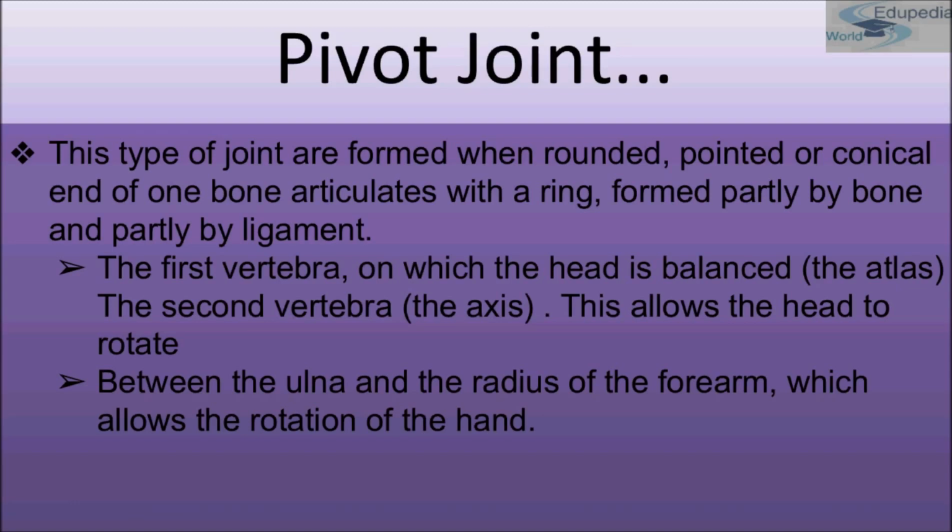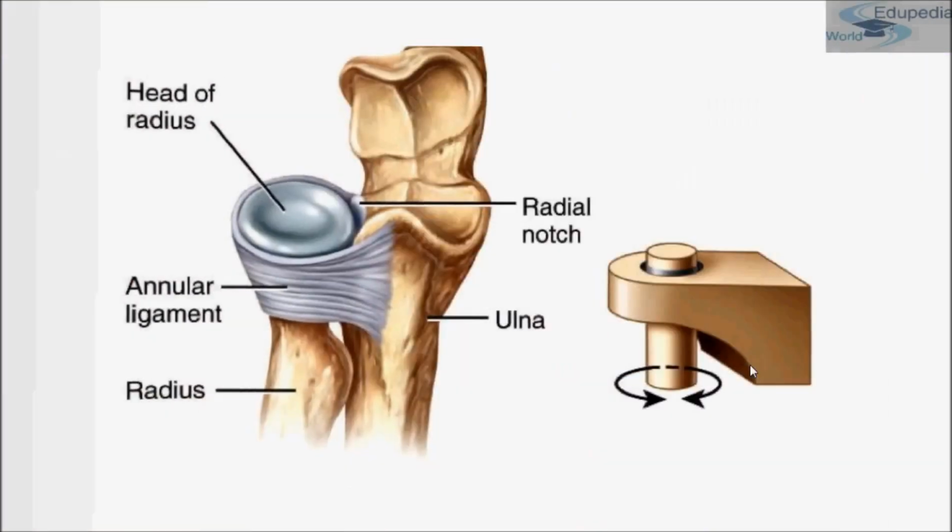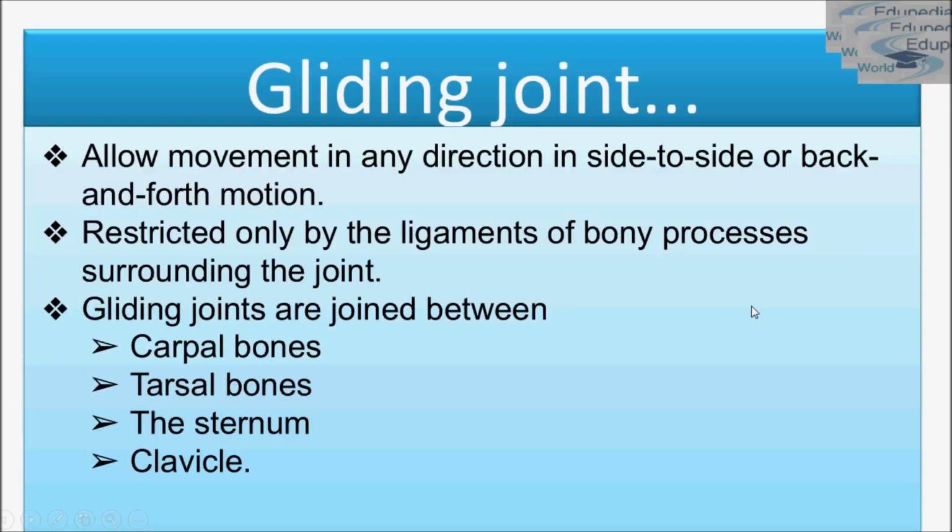Okay. See, this is how it works. Suppose this is the atlas and this is the axis, on which the rotation of the neck takes place. Okay. Now comes the gliding joint.